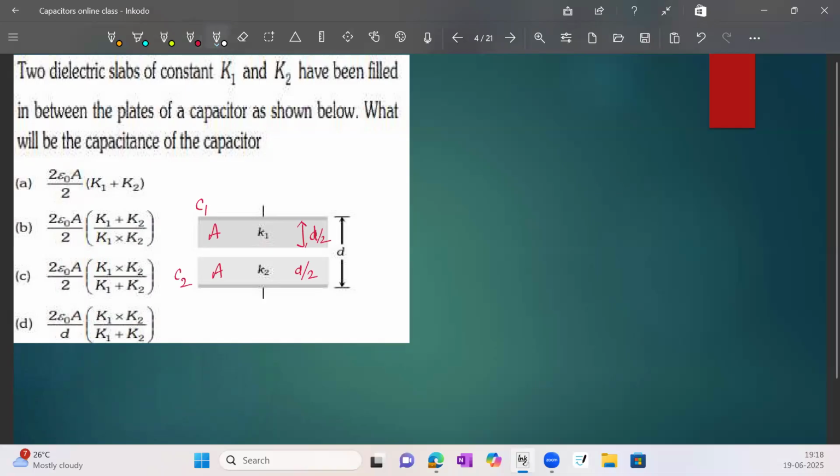Now we have the formula C1 equals K1 into epsilon naught A by d. Here d is in the denominator, so it goes to the numerator and it becomes 2 K1 times C naught. Similarly, C2 equals K2 into epsilon naught A by d by 2, so it becomes 2 K2 times C naught.